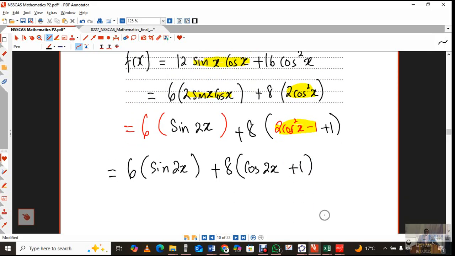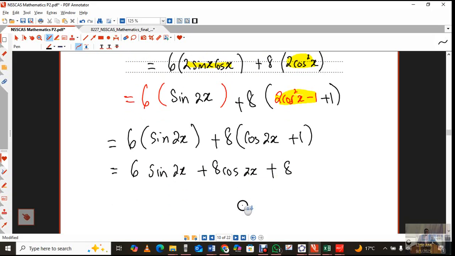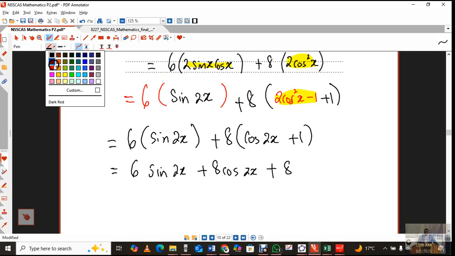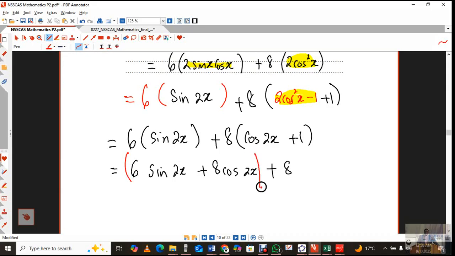Now it's just a matter of multiplying out that 8. So we have 6 sine 2x. There's no need actually to put brackets in that. 6 sine 2x plus 8 cos 2x plus 8. Okay, so I'm going to put this in bracket and that in bracket, because eventually they were looking for a scenario where they ask us to find our k.